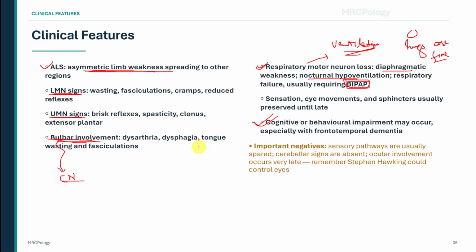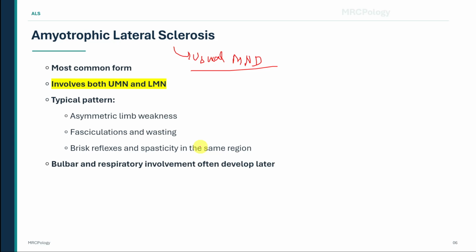Quick recall. A patient has progressive hand wasting and fasciculations, but the reflexes in the same arm are brisk and the legs are spastic. Sensory examination is normal. What is the most likely diagnosis, and why are the reflexes brisk despite the wasting? The answer is amyotrophic lateral sclerosis. The wasting reflects lower motor neuron degeneration, while the brisk reflexes reflect simultaneous upper motor neuron degeneration.